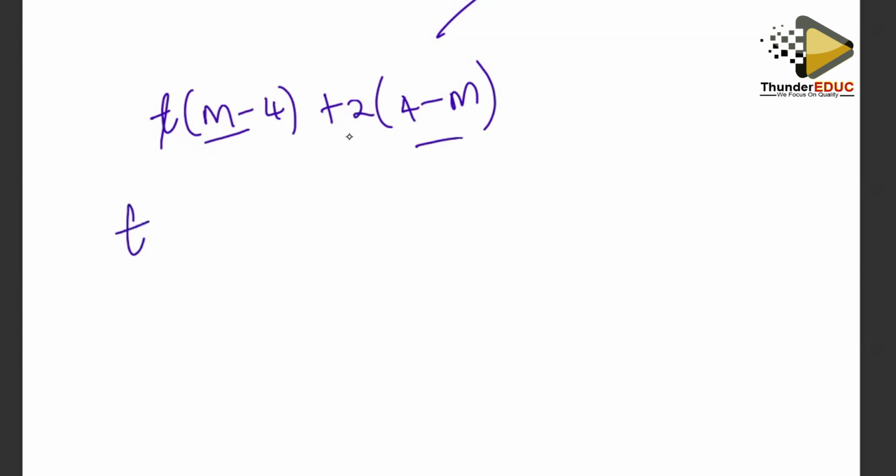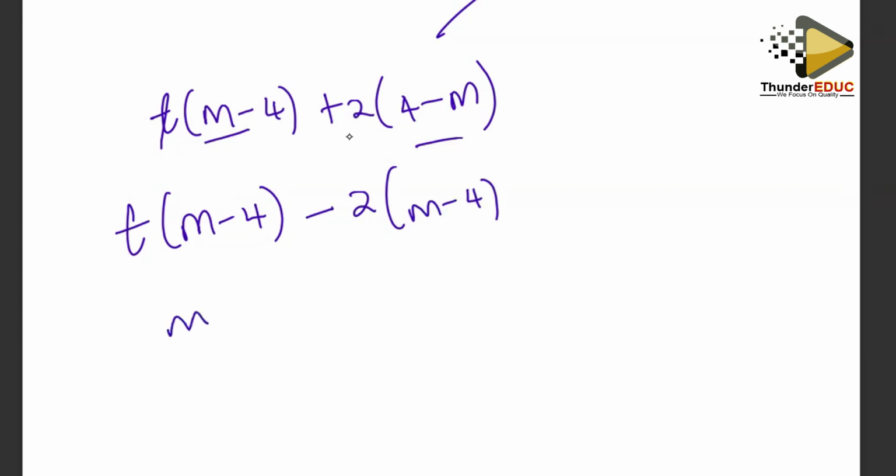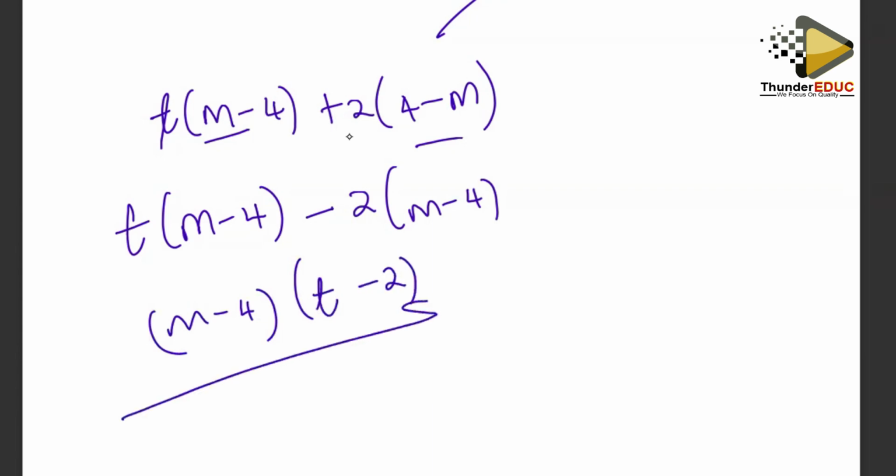So it's going to be t into m minus 4. If I take out the negative sign, then the sign in front of that bracket will change. That's a negative 2. And then the positioning there should also change to align to the original bracket. Then we can take out what is common, which is the m minus 4, and we shall be left with t minus 2. And then that becomes our answer by taking out the brackets.